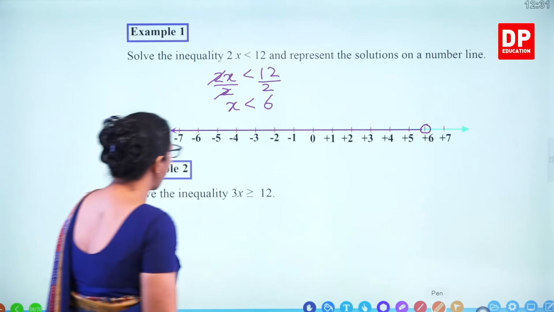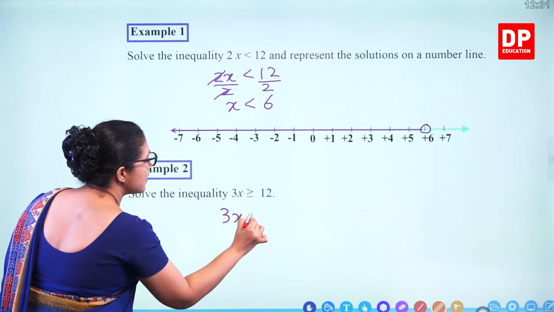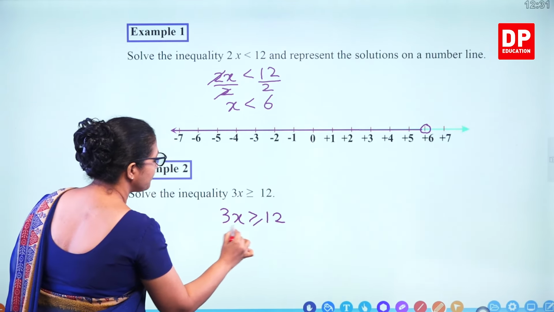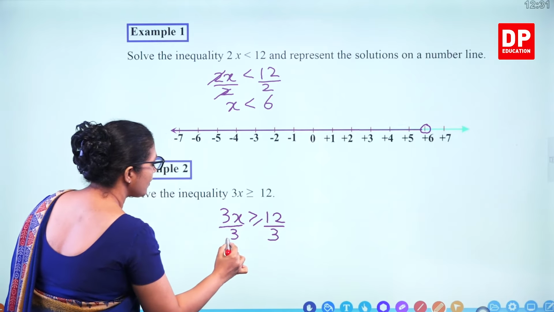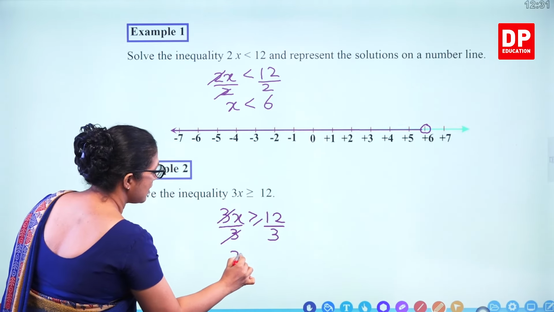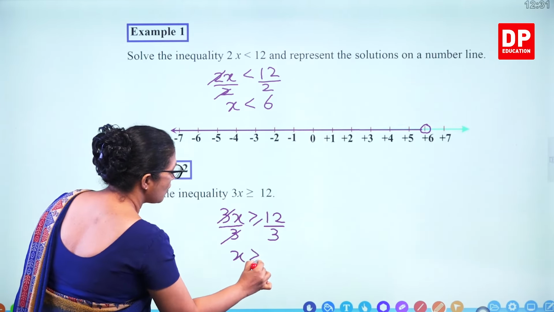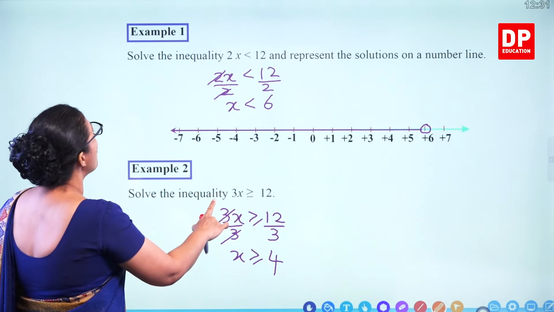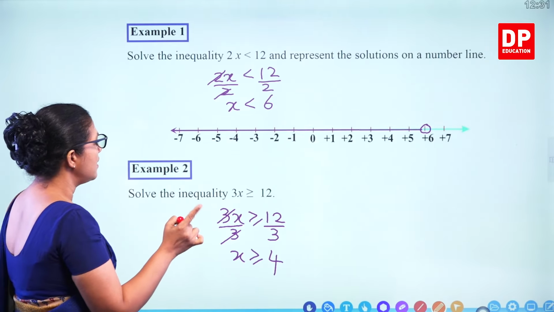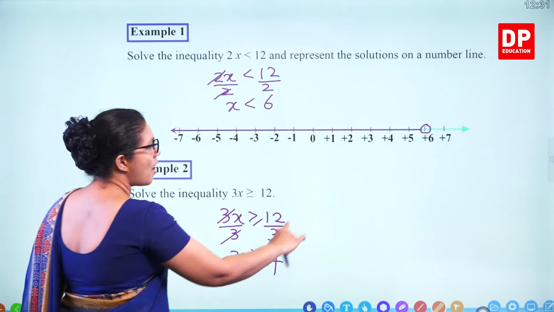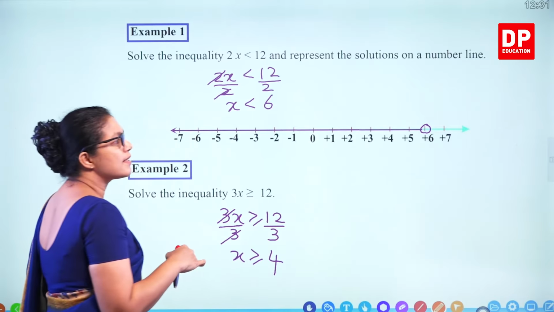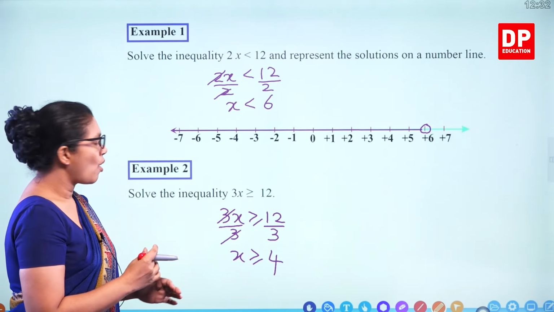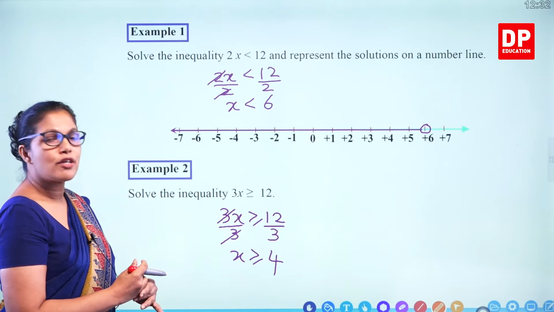Example number 2. 3x is greater than or equal to 12. Divide both sides by 3. You get x is greater than or equal to 4. If you want to draw on the number line, you can draw the number line and mark 4. That's a solid circle and then towards the right hand side. But in this question, they just ask to solve the inequality. X is greater than or equal to 4.